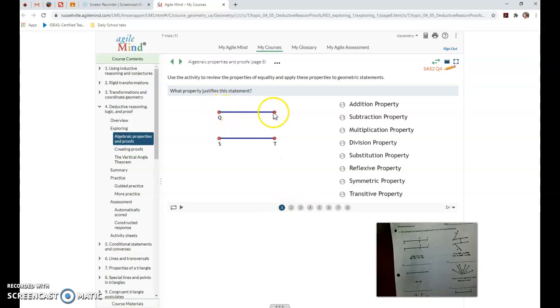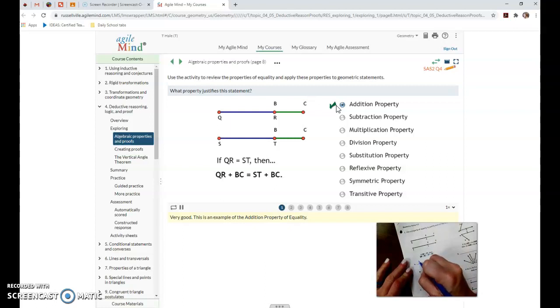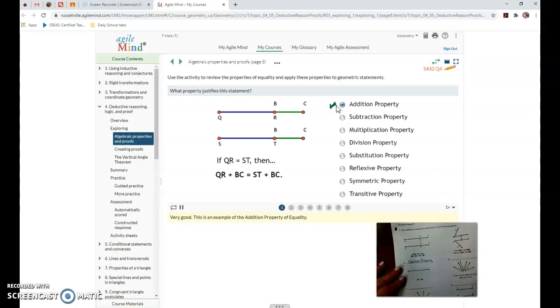The first one starts off with two segments, QR and ST, that are the same length. They are equal in length. What we are going to do is add a certain length to both segments. So we're adding BC to both segment QR and ST. Since QR and ST were equal, when we add the same thing to both of them, we're still maintaining that equality. And that property of equality is called the addition property of equality because that's what we're doing, adding the same thing to both sides. So part A of number 1 is the addition property. It's really the addition property of equality, but we typically just call it the addition property.